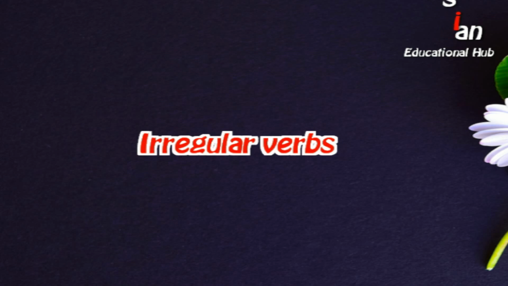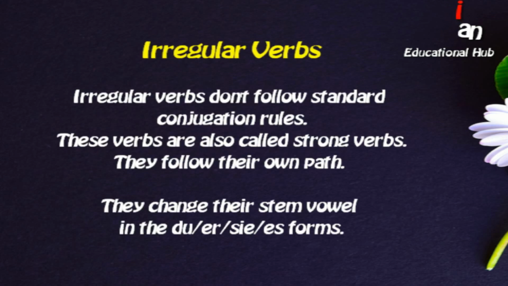So let us see first of all what are irregular verbs. Irregular verbs do not follow standard conjugation rules. These verbs are also called strong verbs. They follow their own path.